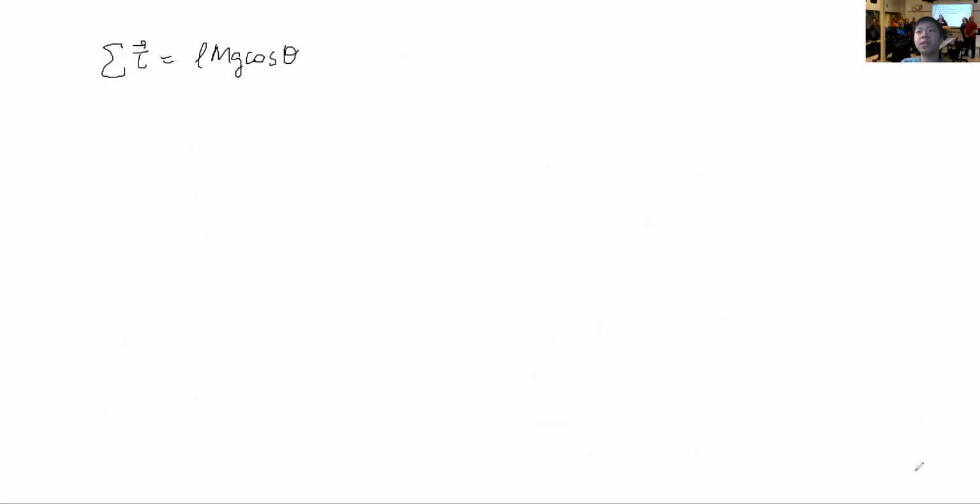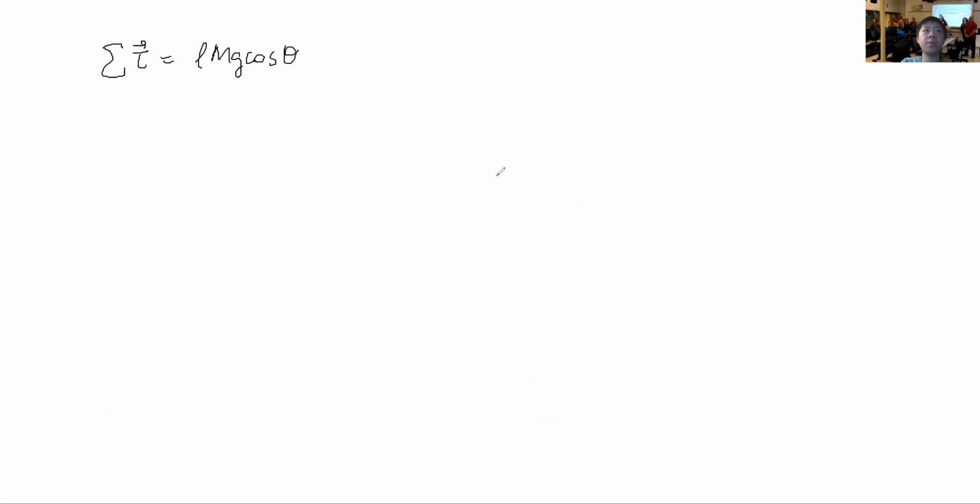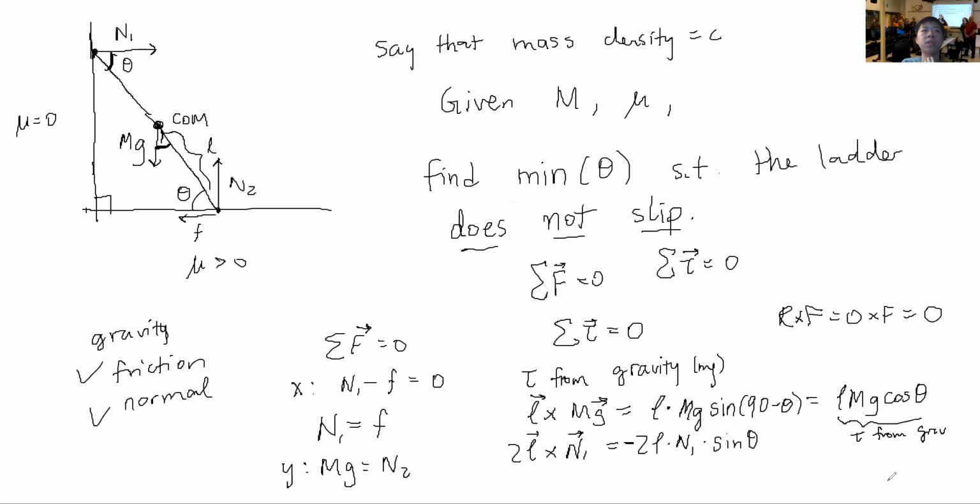And then one of them is negative because it goes in the other direction: minus 2L N1 sine theta. And this has to be equal to 0 for the ladder to not rotate, right? But then what did we say that N1 was equal to? N1 is equal to the frictional force, right?